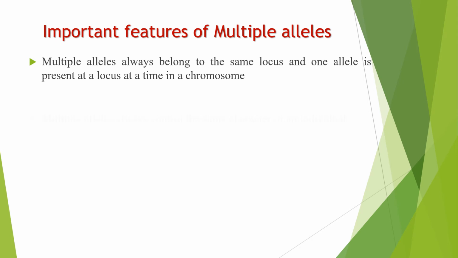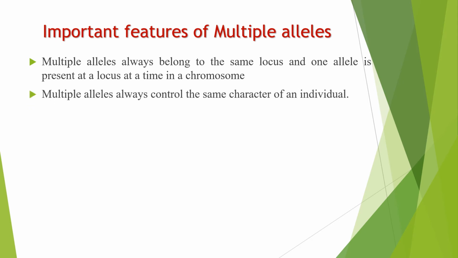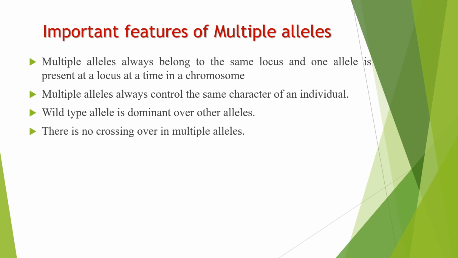The next important feature is that they always control the same character of an individual. The wild type allele is always dominant over the other alleles, as we know that the other alleles, or mutant alleles, are formed due to mutation in the wild type. So the wild type allele is always dominant over the mutant alleles, and there is no crossing over in multiple alleles.